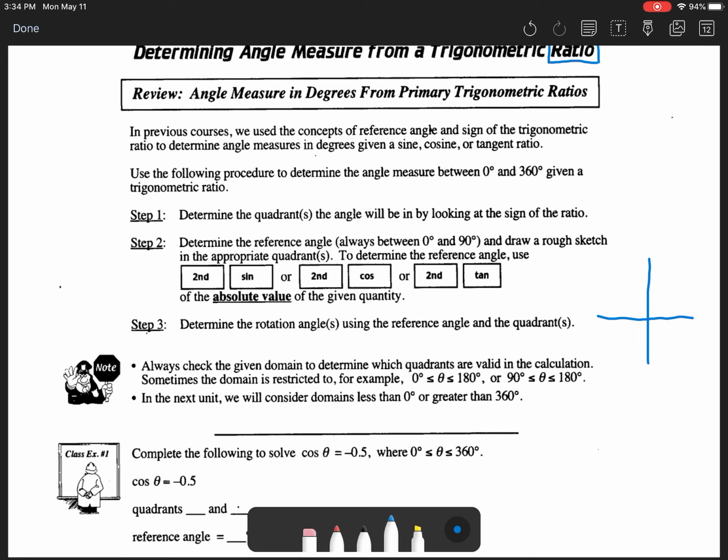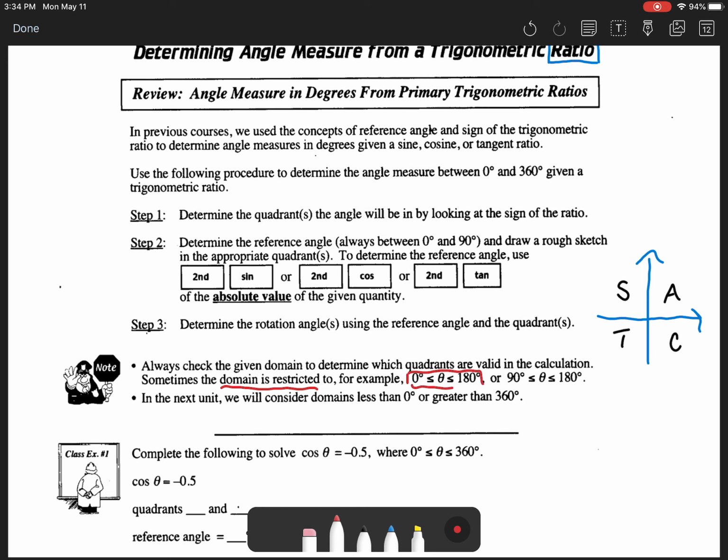And when we are given a ratio and we're looking at whether that ratio is positive or negative, what we are focusing on is our CAST rule that we studied a few lessons ago. So we want to know in which quadrants the ratio we are dealing with is positive and where it is negative. Now, from that, what we also have to always be very cognizant of in these questions is the domain. The domain is sometimes very restricted.